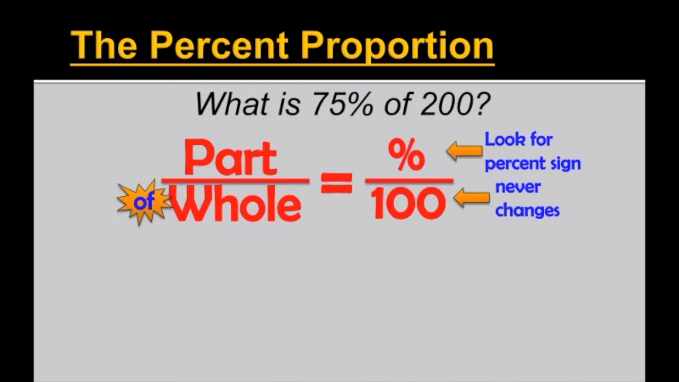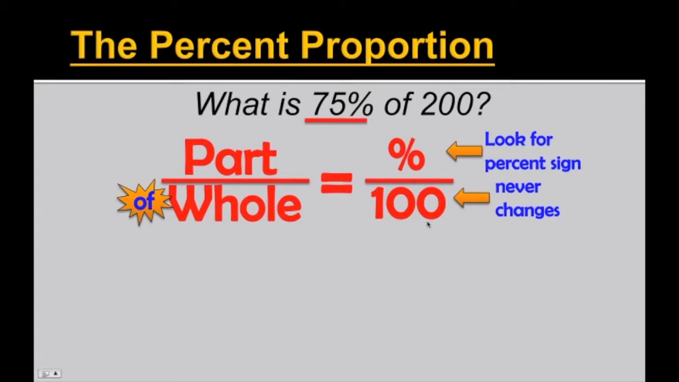The part, sometimes you might use the word is as a keyword to help you notice what the part of the proportion is, but I wouldn't focus too much on that because the wording of a question can change. So I would focus on looking for the word of, which tells you what the whole is, the percent symbol, which tells you what goes here in your proportion, and the 100 is never really an issue because that always stays the same. So now let's get started.